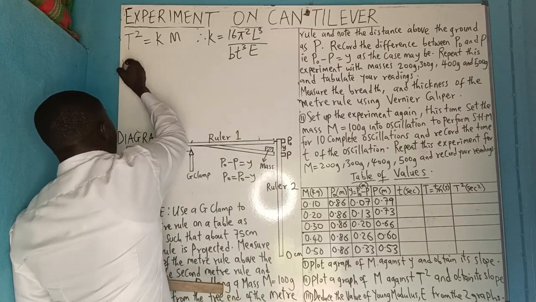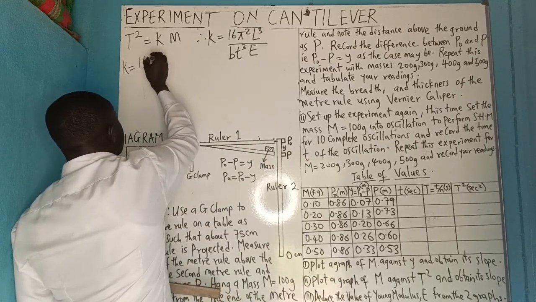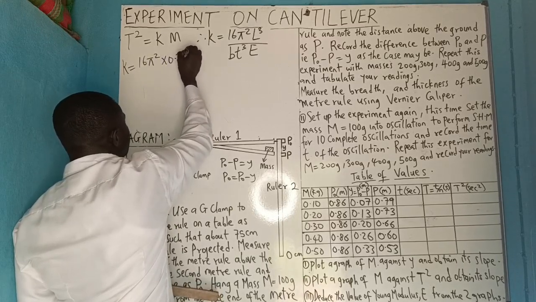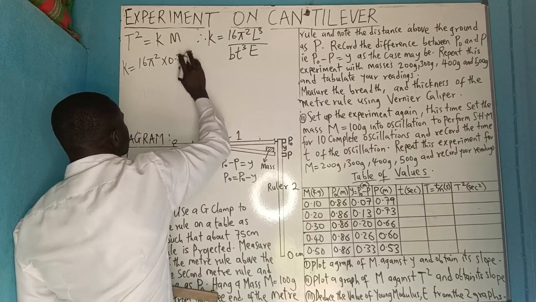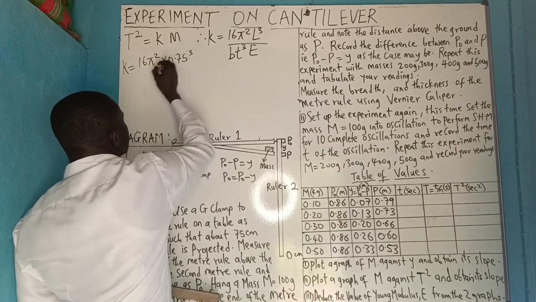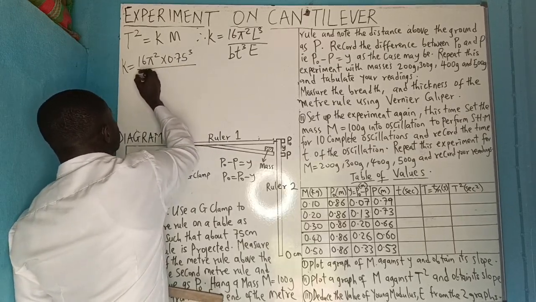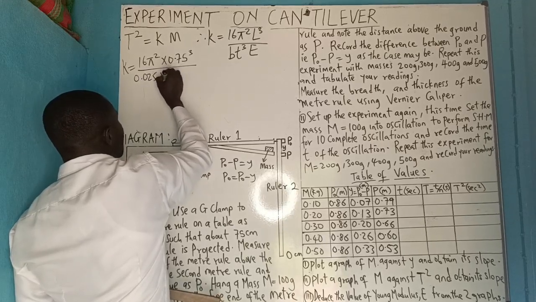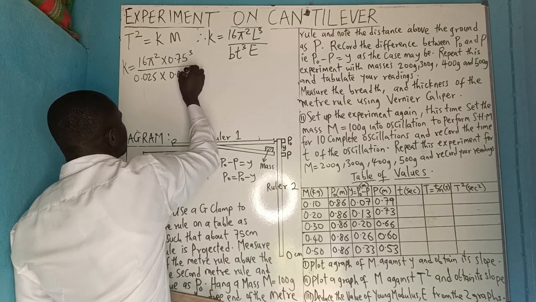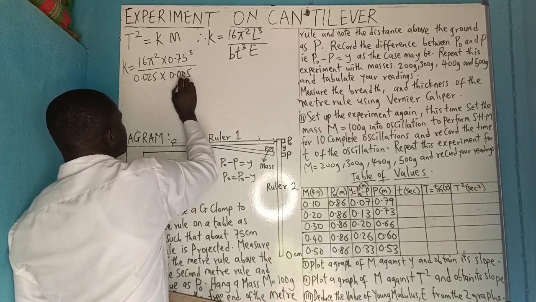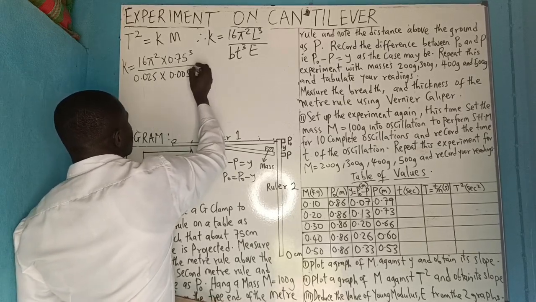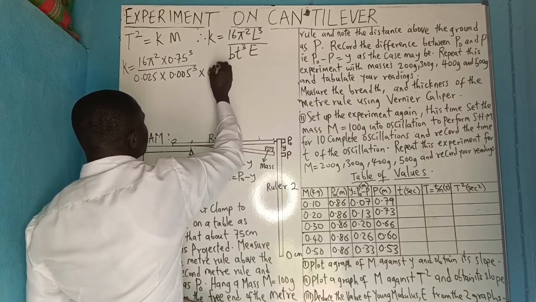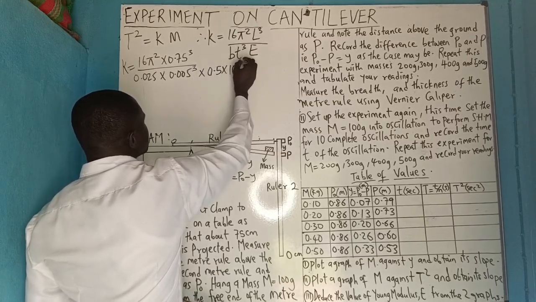So we say our K will be equal to 16 pi squared times 0.75 cubed, all over 0.025 times 0.005 raised to the power of 3 times 0.5 times 10 raised to the power of 9.